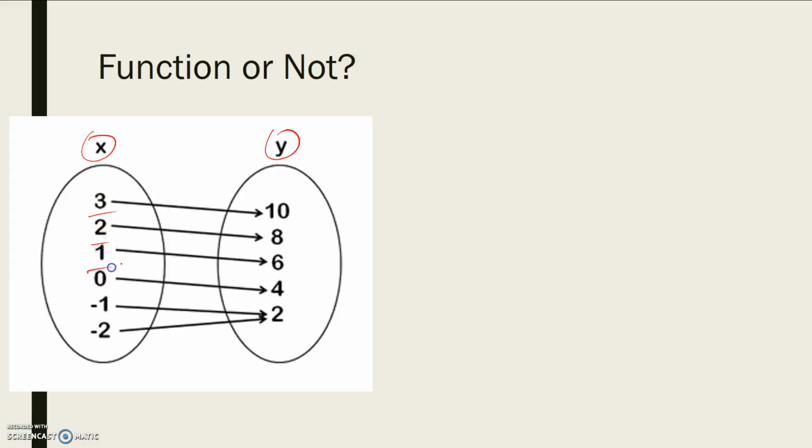So in this one, our sets are x and y. Each element in x, does it go to exactly 1 in y? 3 goes to 10. That's exactly one of the y's. 2 goes to 8. 1 to 6. 0 to 4. -1 to 2. -2 to 2. Each x goes to exactly one y. So yes, this is a function. Don't get confused that -1 and -2 both go to 2 over here. This is an example of many to 1, which is allowed. So yes, this is a function. Each element x goes to exactly one element y, and only one element in y.